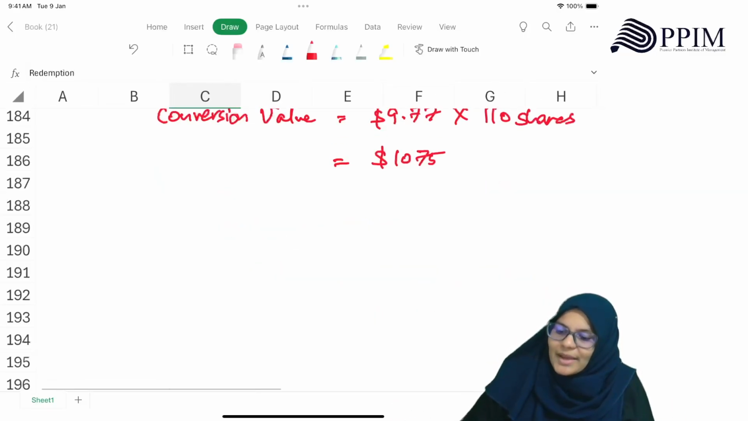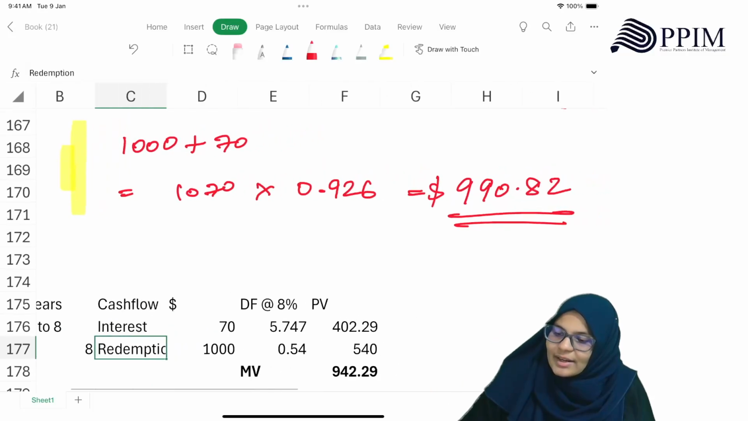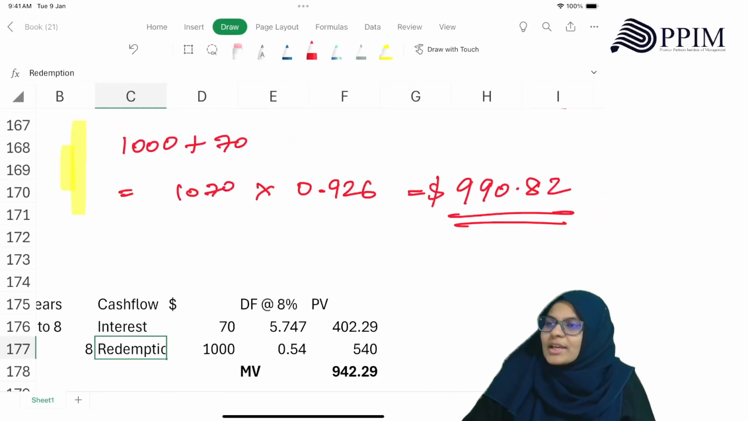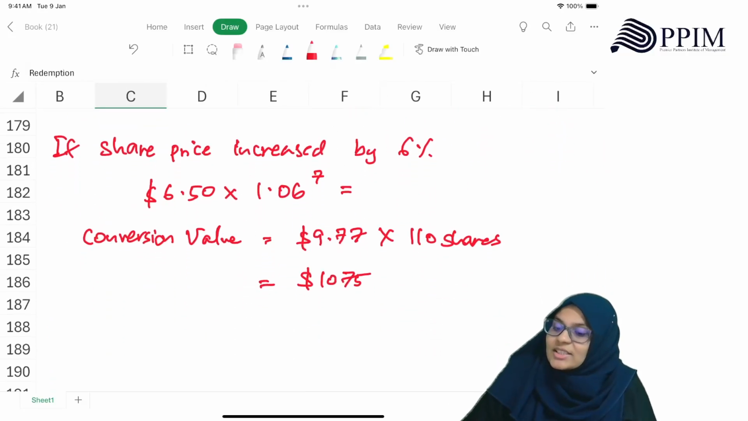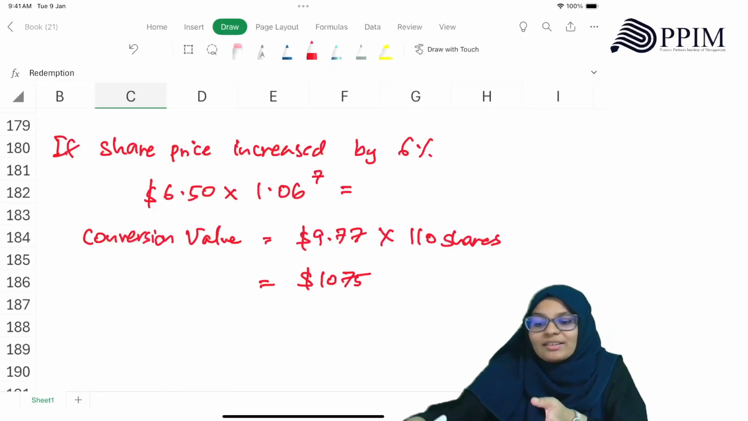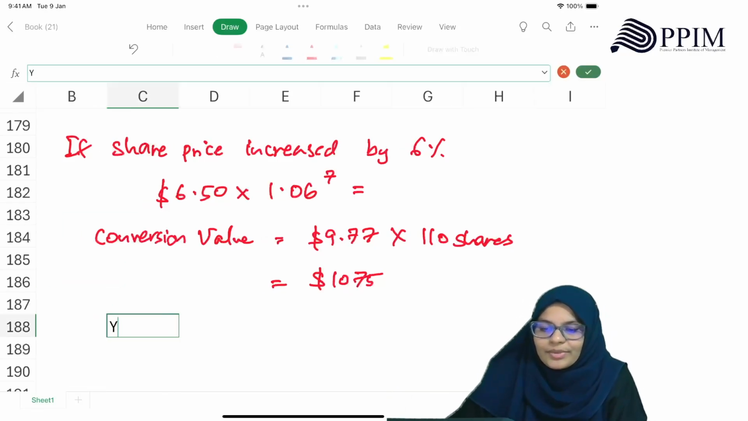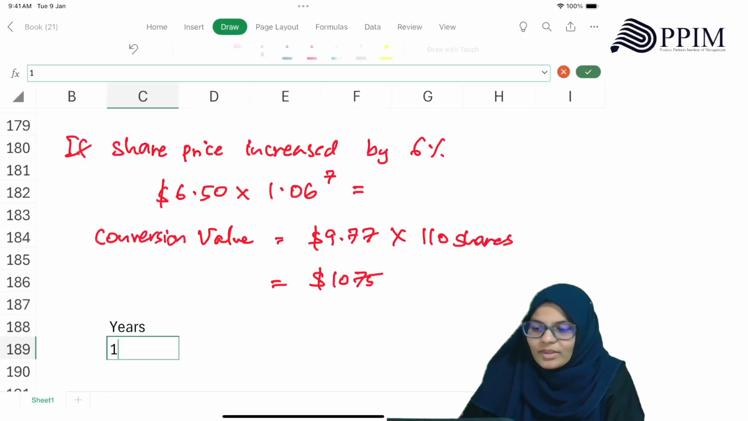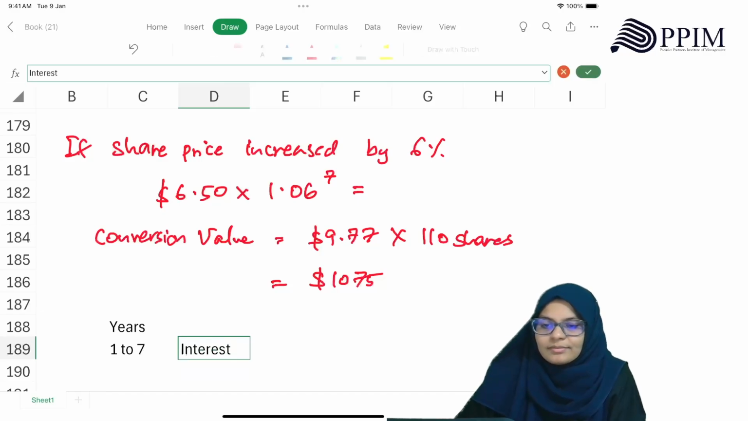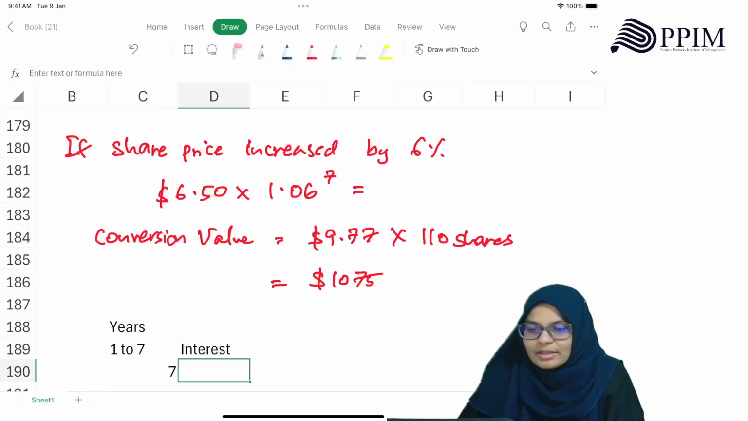Now compare this with that same 990.82. So in this case, what's happening? Conversion is giving me more. So in this case, I will go ahead and convert. I won't redeem. Remember again, conversion happens in year 7. So don't get the years wrong. So years 1 to 7, you will have interest, and in year 7, there will be the conversion.